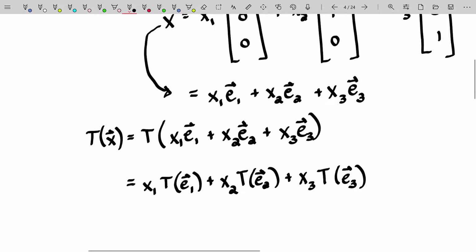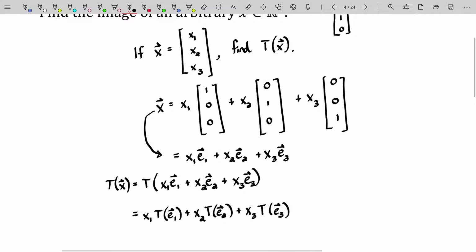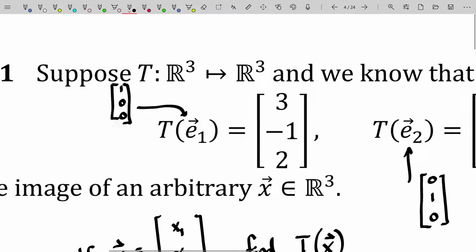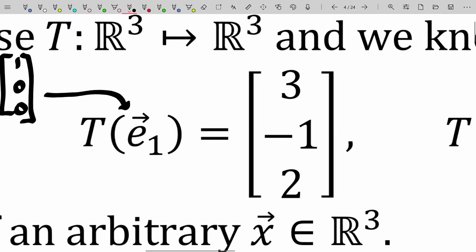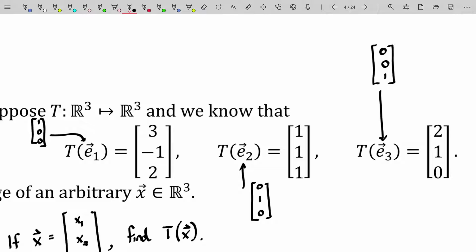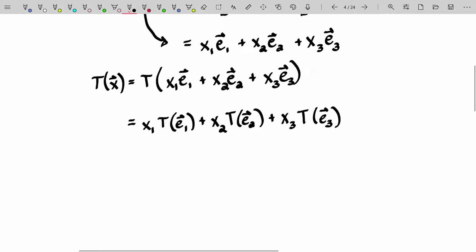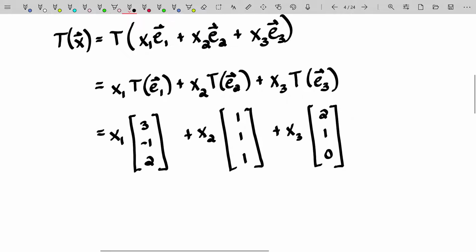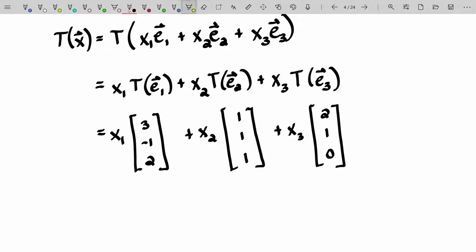Well, are we stuck or are we not stuck? I'm saying we're not, because we were told whenever we see the transformation of the vector e1, it becomes 3, -1, 2. Likewise, the transformation of e2 becomes 1, 1, 1. And finally, the transformation of e3 becomes 2, 1, 0. So let's go ahead and fill that information in here. Now looking at this right here, notice it is a linear combination of vectors with weights x1, x2, and x3. We know that we can write this actually as a matrix vector product.